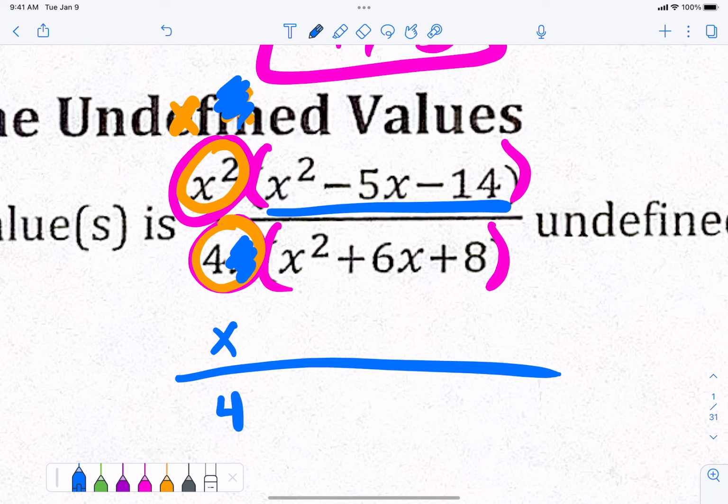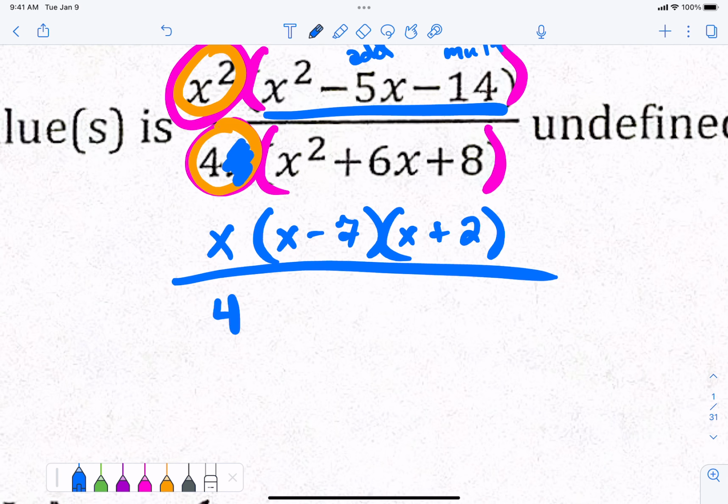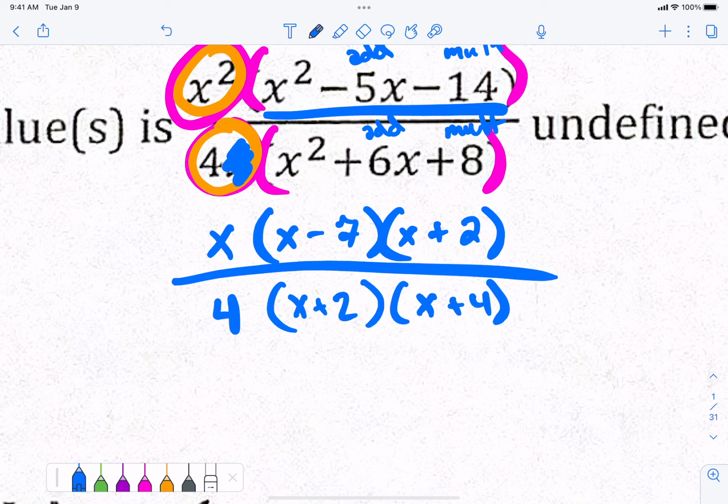All right, this one right here is a simple trinomial, so we're going to break it down. Multiply to get negative 14, but when I add them, give me negative 5. Any ideas? 7 and 2, okay? Negative 7 and positive 2. Negative 7 and 2 make negative 5. I agree. All right, let's go to the bottom now. This is also a simple trinomial. Multiply to get 8 and add to get 6. Positive 2 and positive 4. And it doesn't matter which one you write first. Got it?